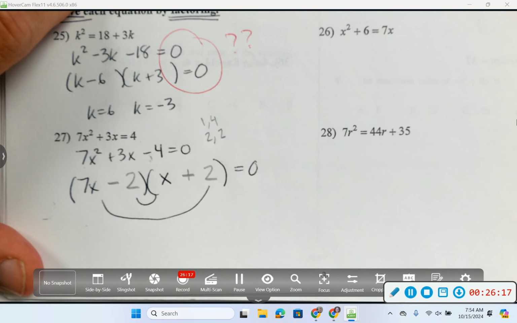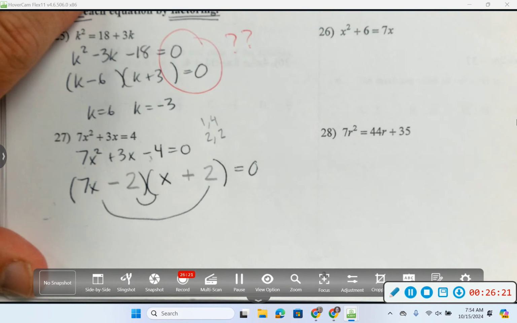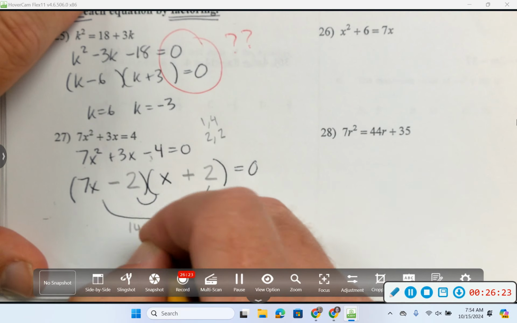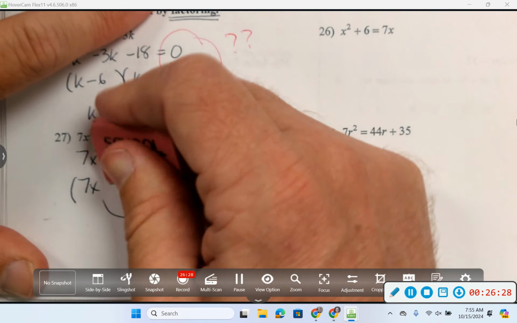Oh, it's going to be 1 and 4. Switching the 2's wouldn't do me any good. Switching the signs wouldn't do me much good either. It would make it negative 12 instead of positive 12. So I need to try the 4 and the 1.